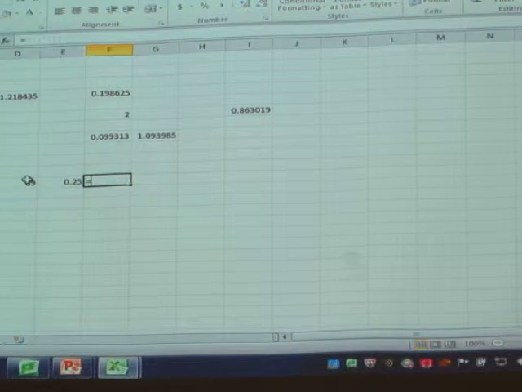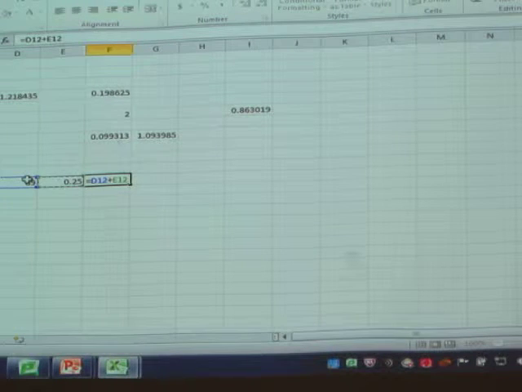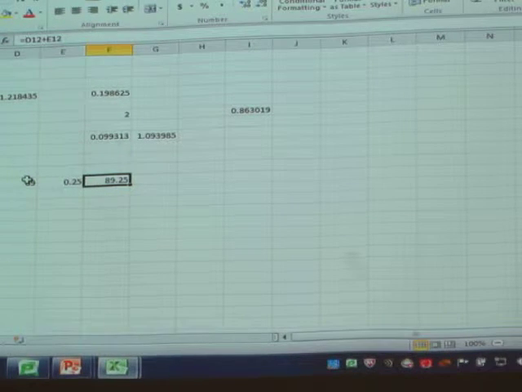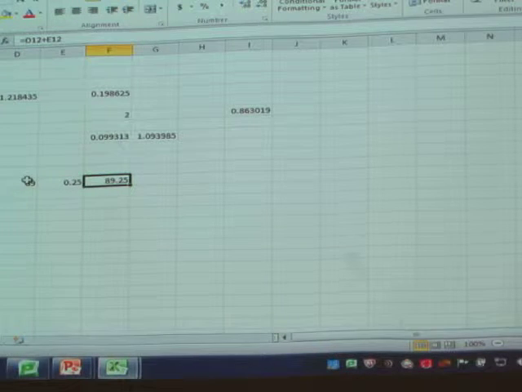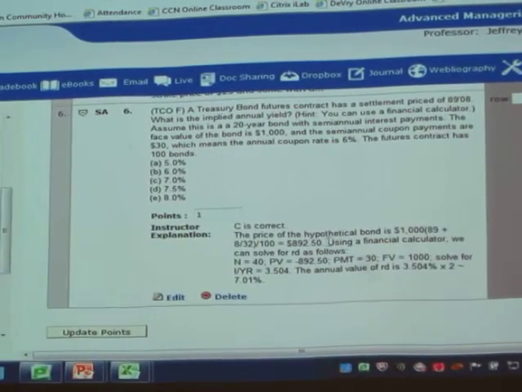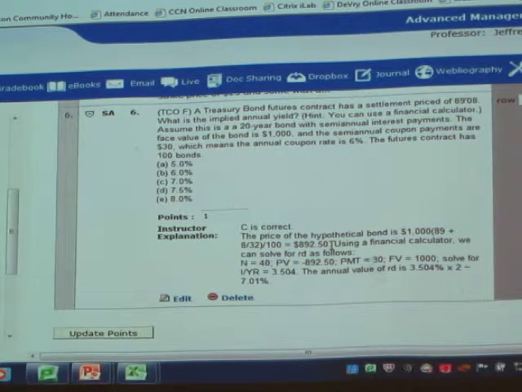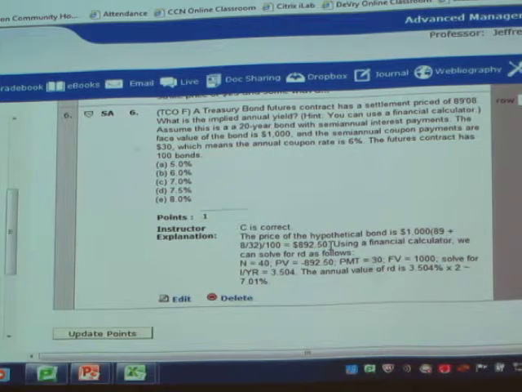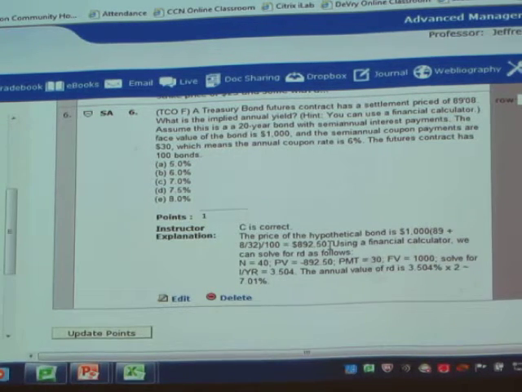Add those two together: 89.25. So that's where the 89,250 comes in, because that's your price. That's the present value. Now here's something else we can do. Now we've got the present value, 89.25. Now we need to know the rate.